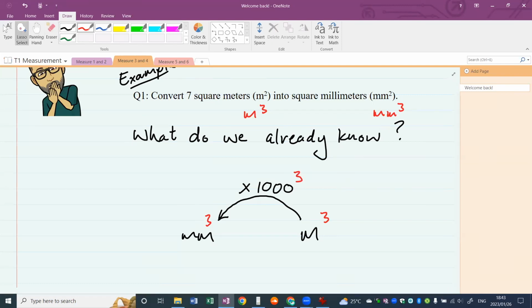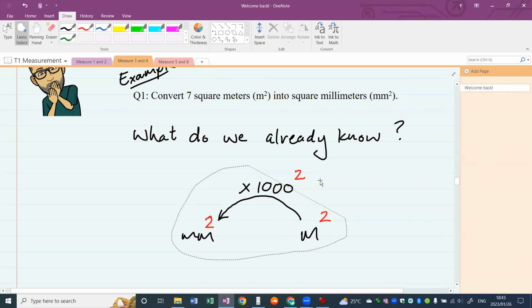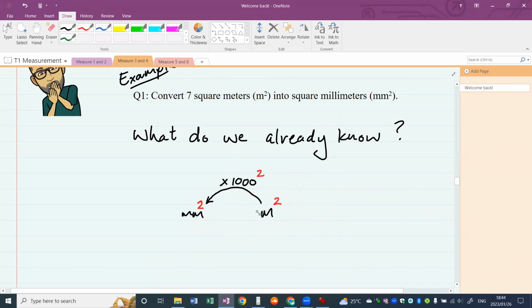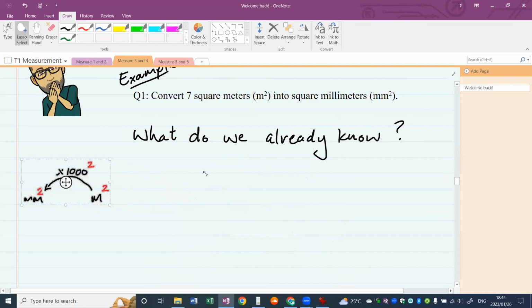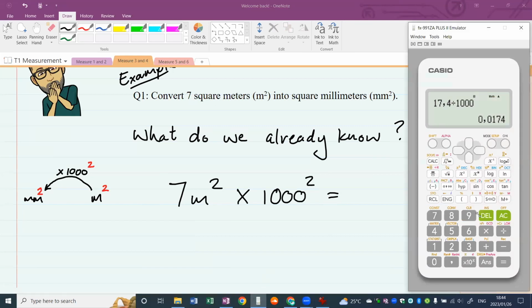Okay, so let's see how that works in this question. I'm going to go back to the squares, put my squares back, and I'm going to just keep this diagram over here on the side. I'm going to make it small. So let's see how the calculation works. I need to go from 7 meters squared to millimeters squared. And my diagram says I can't just times by 1,000 like the old one was. I've got to times by 1,000 squared.